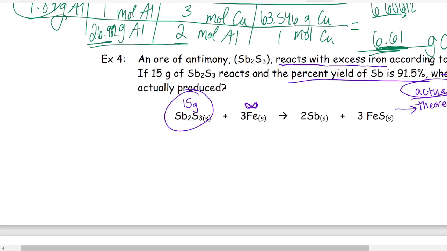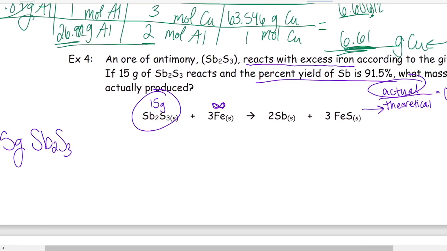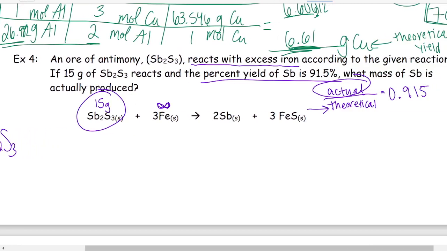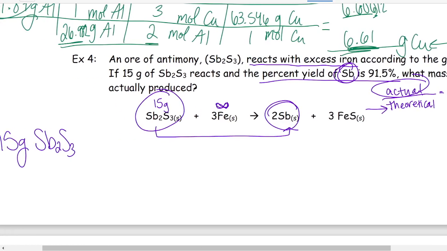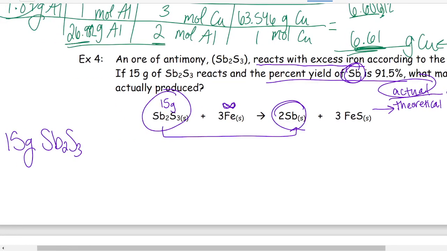So 15 grams of Sb2S3. So take that and convert that into your theoretical yield. And it's going to be theoretical yield of this, since that is what the question gave you information on. So I'm going to pause there real quick, give you time to set this up and work through it. I will come and help you as needed.